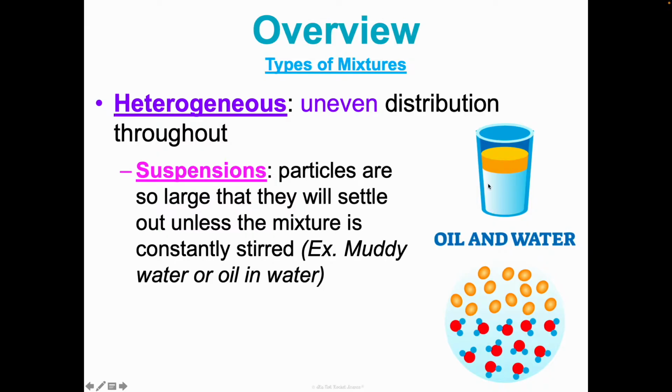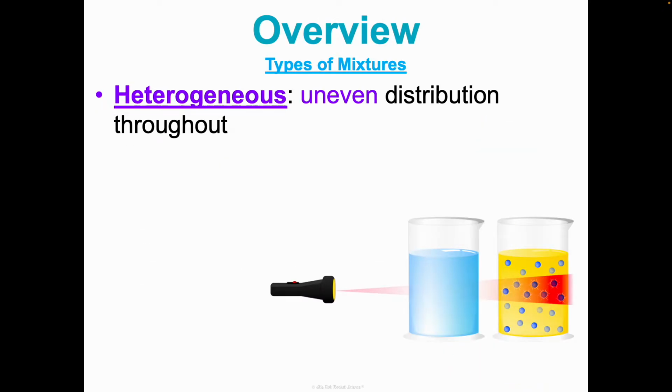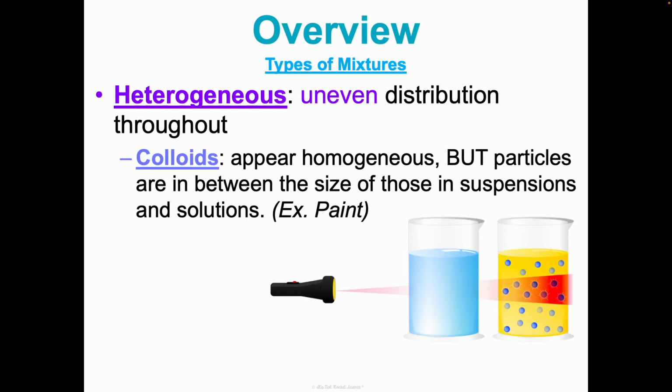We see this when you put oil in water, and I love this kind of diagram here that shows that. We see this in muddy water. Okay, you see this in Italian salad dressing, that you got to shake it before you squirt it on your salad or else it'll just come out completely separated. That's a suspension. This is different from another type of heterogeneous mixture known as a colloid.